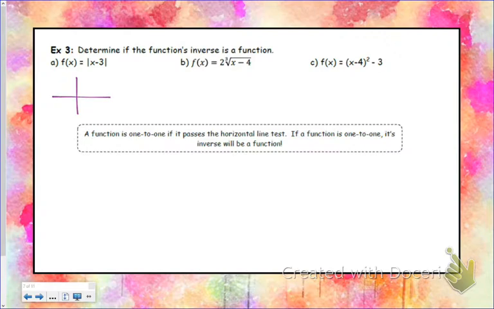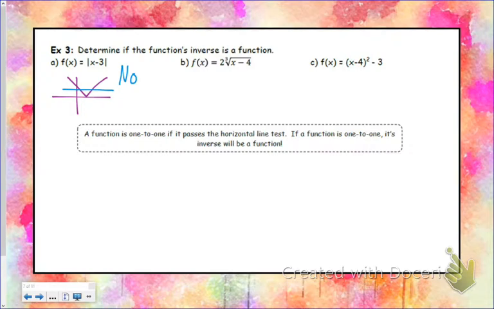So the absolute value of x minus 3, that would be an absolute value graph shifted to the right 3. So the general shape would look like this. This graph fails the horizontal line test. So that means that the inverse of this would not be a function. We would have to restrict the domain. It also means that function is not 1-to-1.